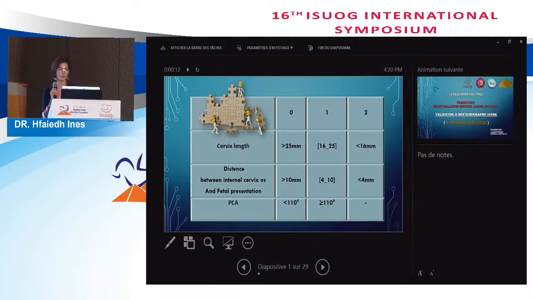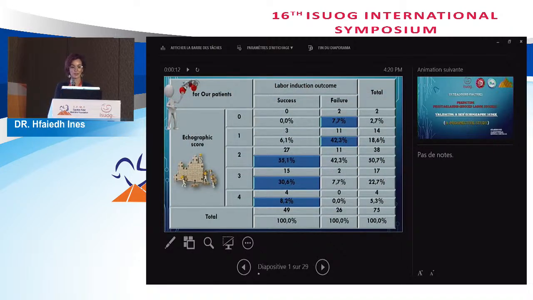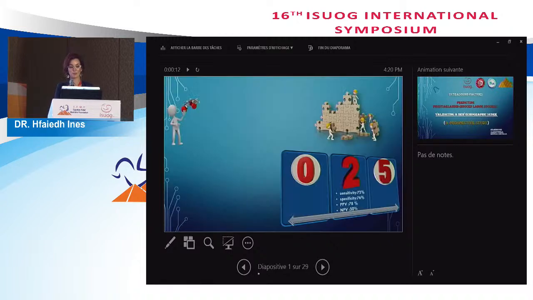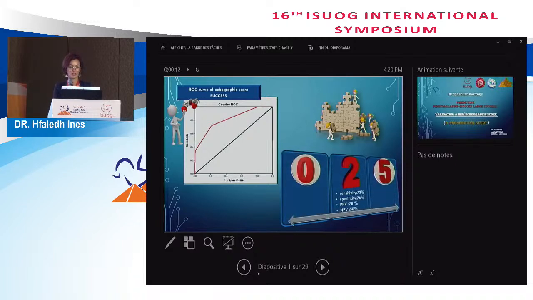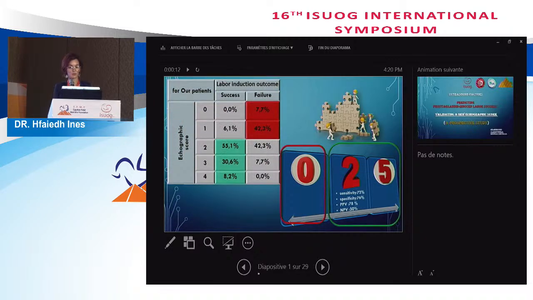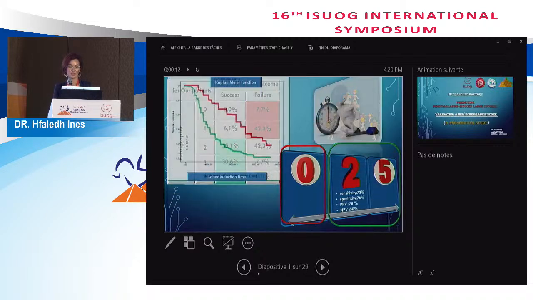And here is our score with the 3 items applied on our patients. We drew the ROC curve for our echographic score success, and we defined the cutoff of our score at 2. So if our score is greater than 2, we have success of labor induction, and if it's less than 2, we have more chance to have a failure.